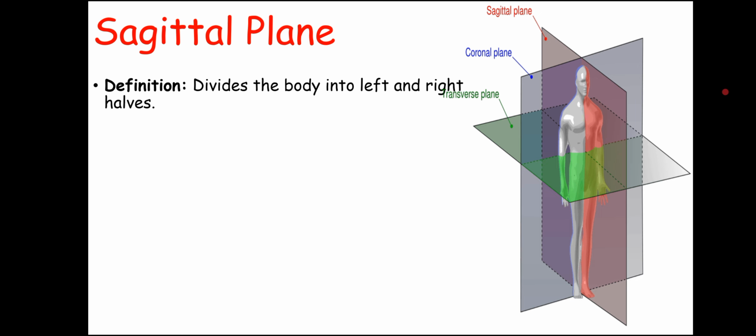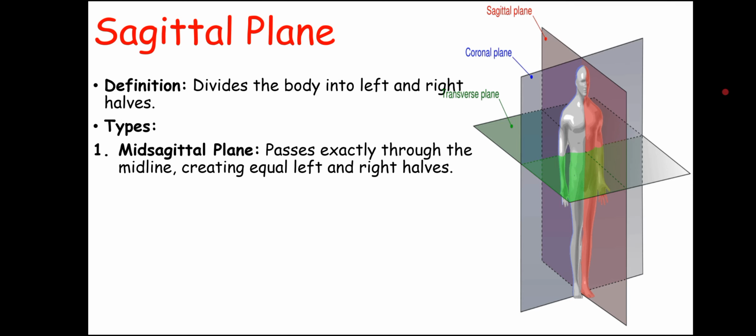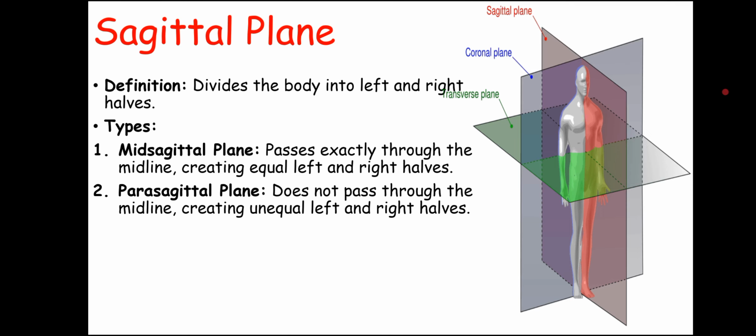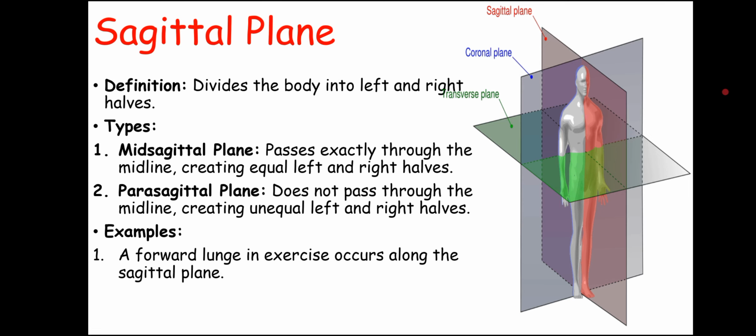Sagittal plane can be defined as the plane that divides the body into left and right halves. Its types include mid-sagittal plane that passes exactly through the midline creating equal left and right halves, while the other type of sagittal plane is parasagittal plane that does not pass through the midline and thus creates unequal left and right halves. Now let's talk about the examples of sagittal plane.